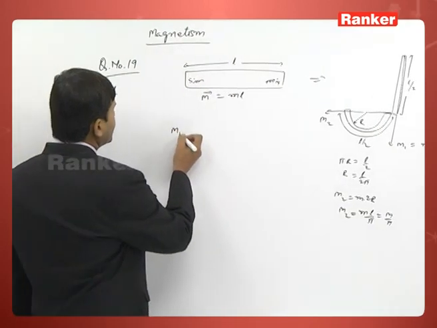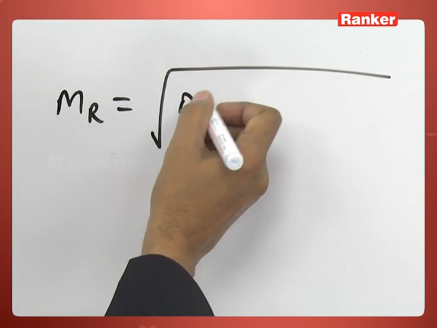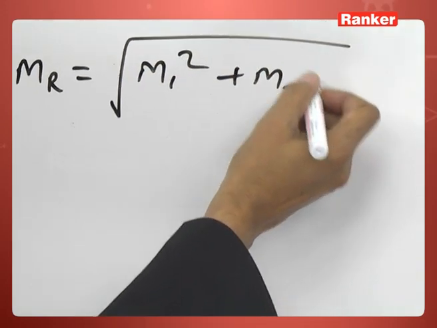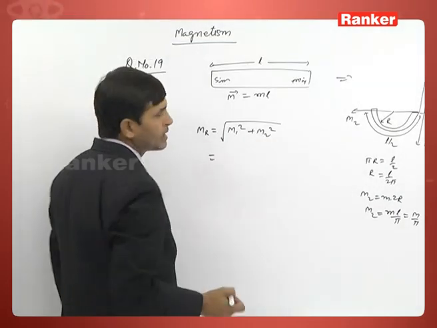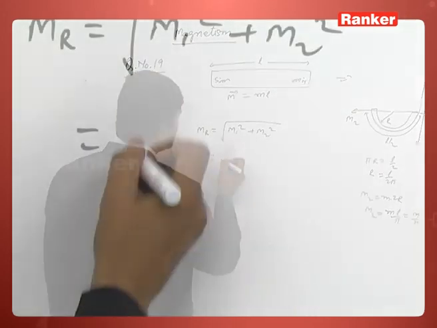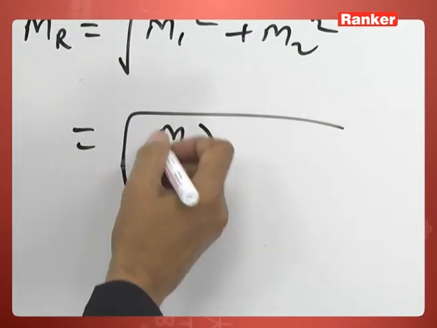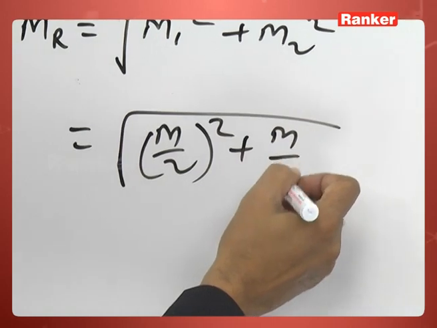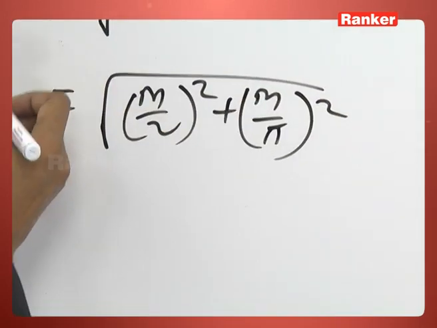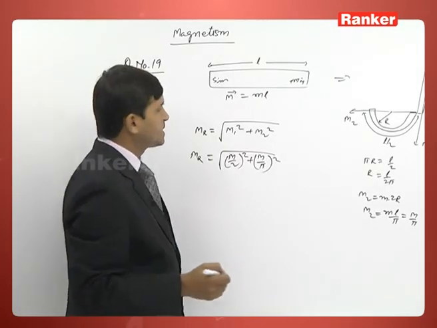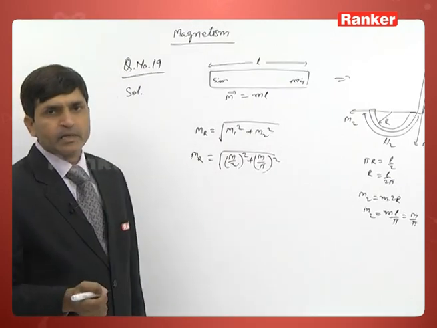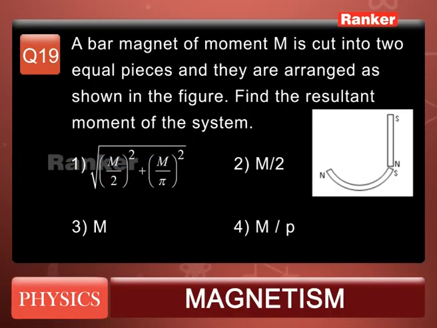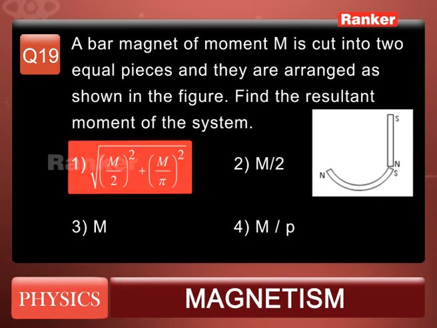So the resultant magnetic moment is root over M1 square plus M2 square, and this can be given as root over M by 2 whole square plus M by pi square. This is the resultant magnetic moment. So option number 1 is the correct option.